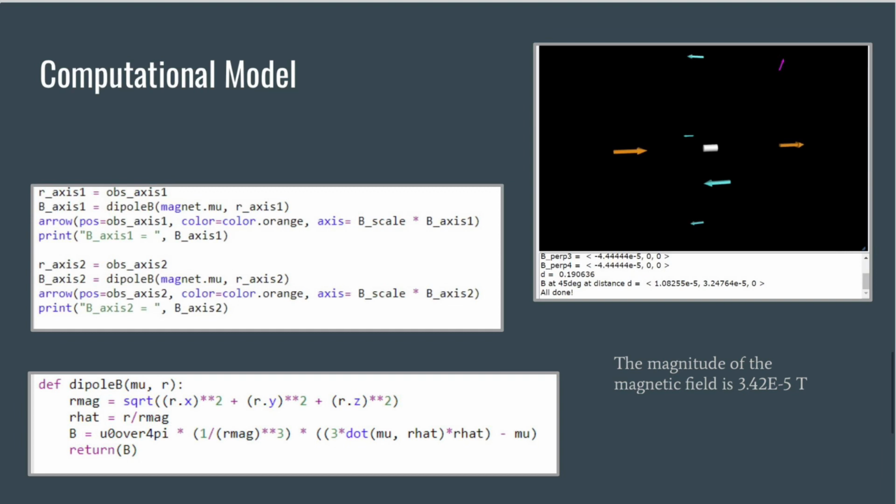Now looking at my computational model, the code at the bottom represents the magnetic field function, which corresponds to the Biot-Savart law, which I showed on a previous slide. The code on top of that is just a snippet of some of the code I used to create the arrows for the magnetic field, which can be seen in the image on the right. There are 6 total arrows, but the code I showed is only showing 2 of them.